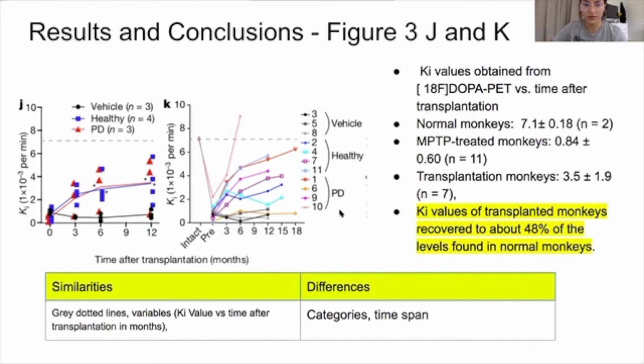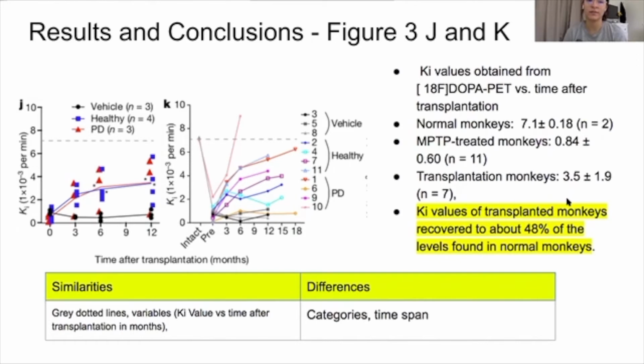The results of these two graphs, they basically found a gradual increase of F-DOPA through these tests. The Ki values of the normal monkeys were 7.1 plus or minus 0.18. The MPTP treated monkeys were 0.84 plus or minus 0.6. And the transplantation monkeys were 3.5 plus or minus 1.9. So what this shows is that the Ki values of the transplanted monkeys recovered to about 48% of the levels found in normal monkeys.